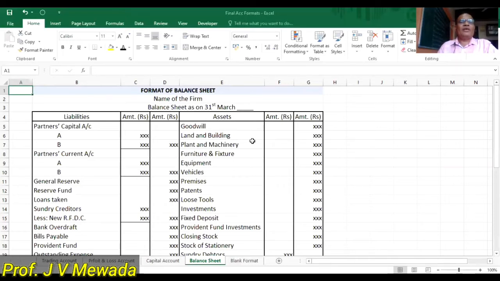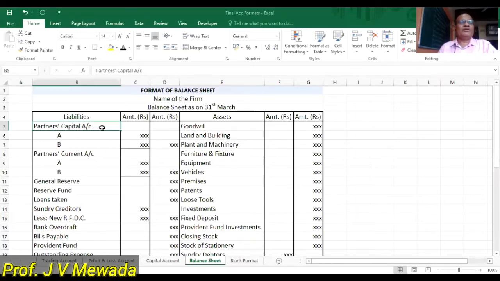Now in the balance sheet, on the left hand side we have liabilities, and on the right hand side we have assets. Assets are the debit balances and liabilities are the credit balances. But there is a custom to show the liabilities first. So on the left hand side we show the liabilities, and on the right hand side we show the assets. Now on the liability side, let us see.